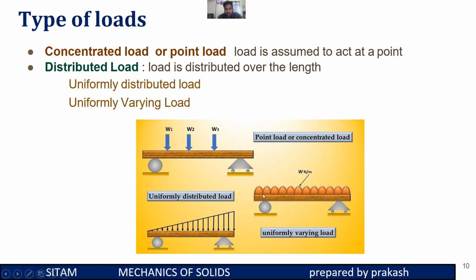Here the load is distributed over the length of the beam. At any point of the beam, the load remains constant. That means the load acting on the beam at any point is constant in a uniformly distributed load. And the third load is the uniformly varying load. Here the load increases over the length of the beam from one side. From the left end, the load is small, and from left to right, the load increases. This type of load is called uniformly varying load.